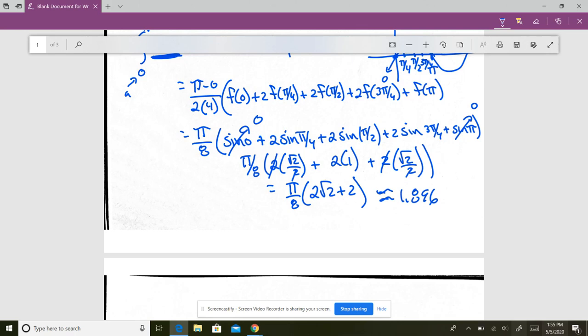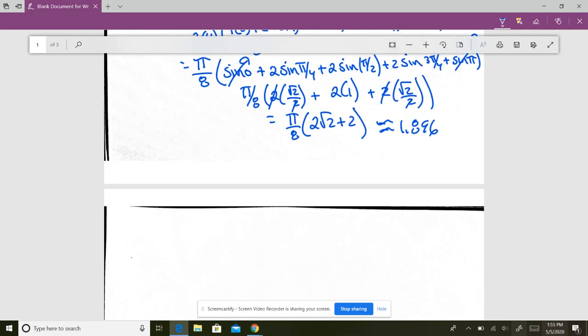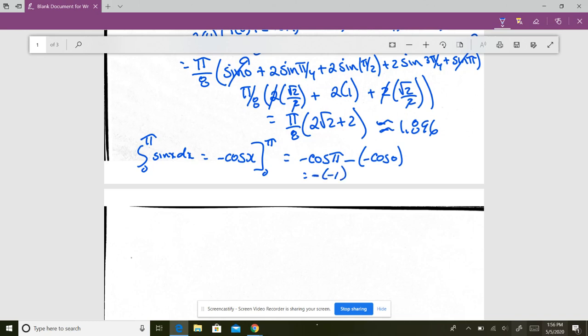Now, remember, it's an approximation. If you did this the old school way, the integral from 0 to pi of sine x dx, the integral of sine is negative cosine, from 0 to pi, which would be negative cos pi minus negative cos 0. Cos of pi is negative 1, so it's negative of negative 1, plus cos of 0 is 1, which is 1 plus 1, which is 2. So we're close, 1.8962. It's not great, but we're close.